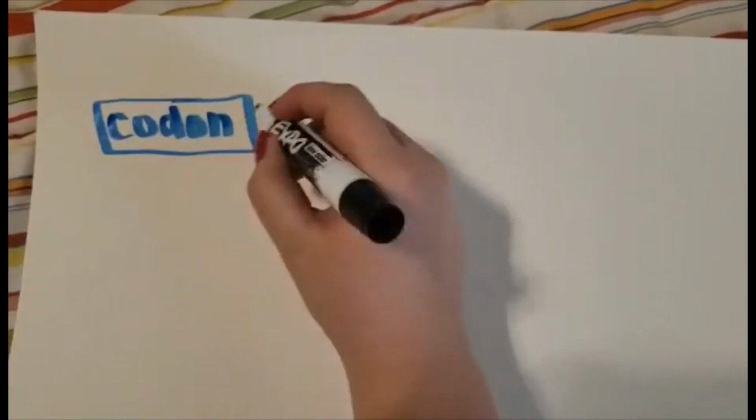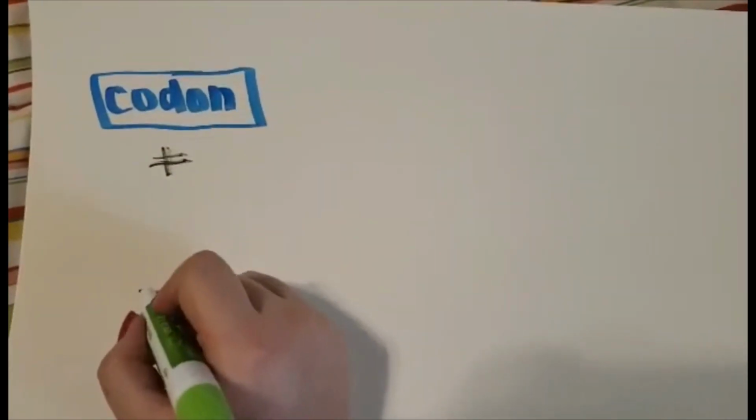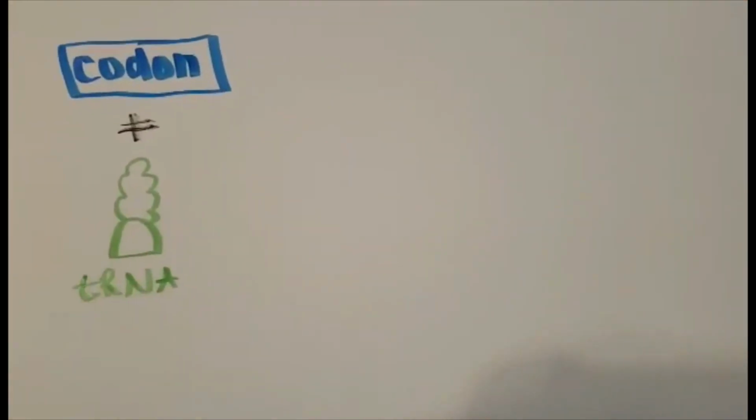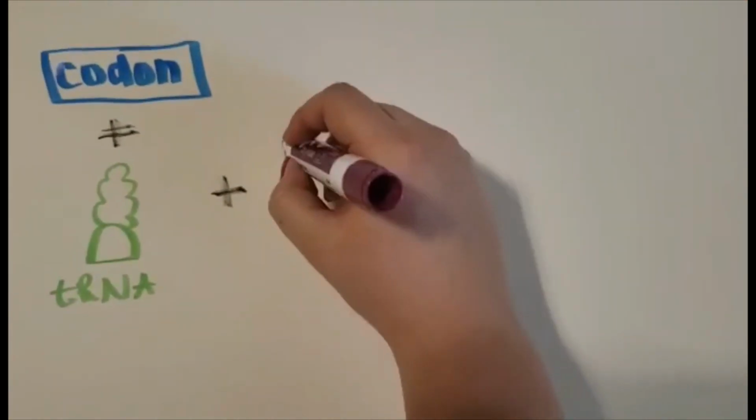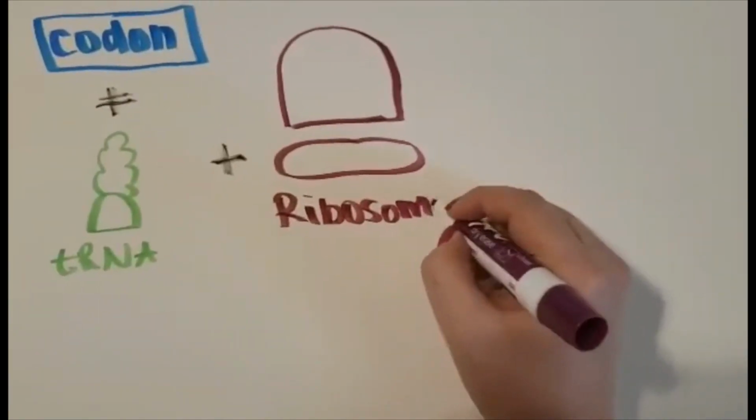In this experiment, Nirenberg and Leder utilized a trinucleotide, which is a codon, a ribosome, and 20 charged tRNAs, one of which had a radioactive amino acid. But how was this experiment executed?